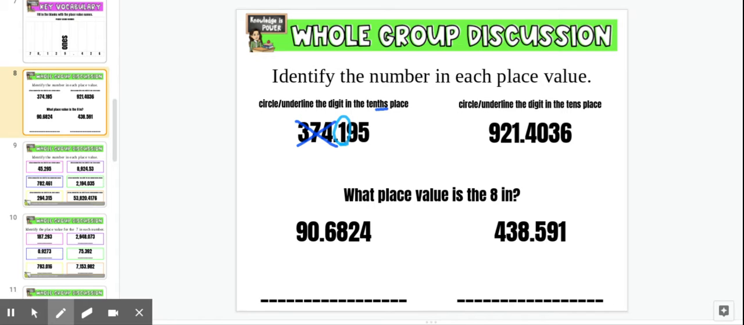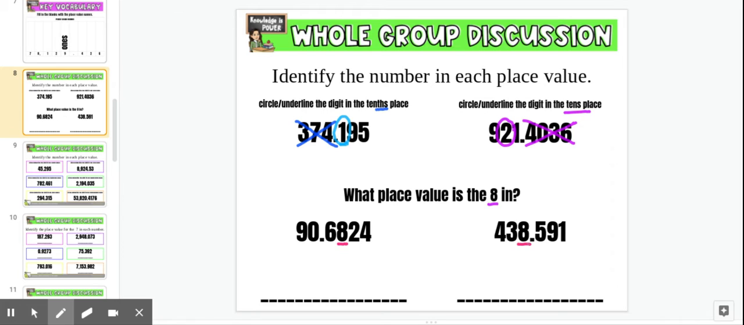Now this next one says, circle or underline the digit in the tens place. Tens, there's no THS here, so it's not going to be a decimal. So it's going to be before. We have the ones, and then the tens is this 2. Now it says, what place value is the 8 in? So we have to identify the 8 in each of these numbers. The 8's right here, and then the 8's here. So it's just good to identify the 8.